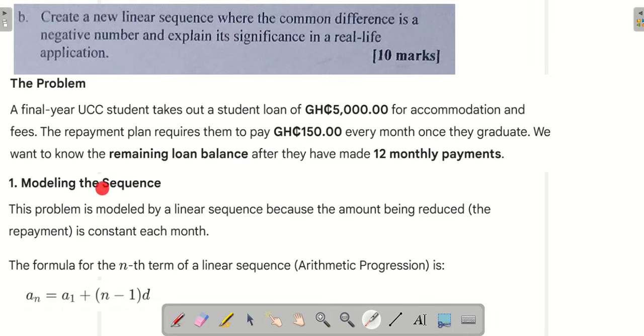So now the modeling is this. This problem is modeled by a linear sequence because the amount being reduced, that is, the repayment, is constant each month. Remember the question said that a repayment plan requires them to pay 150 Ghana cedis every month. So every month you will be reducing the principal by 150 Ghana cedis constantly. And that models a linear sequence or an arithmetic progression. Now the formula for the nth term of a linear sequence is this, as you know.